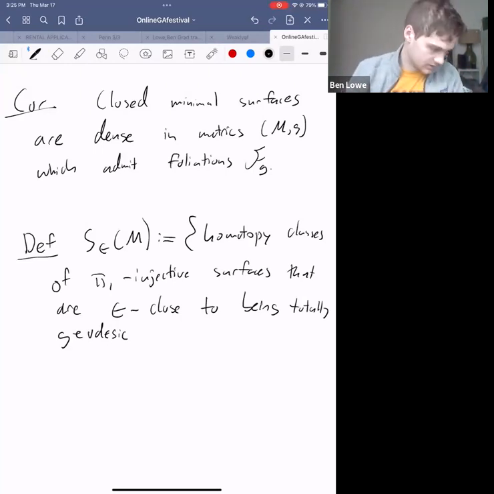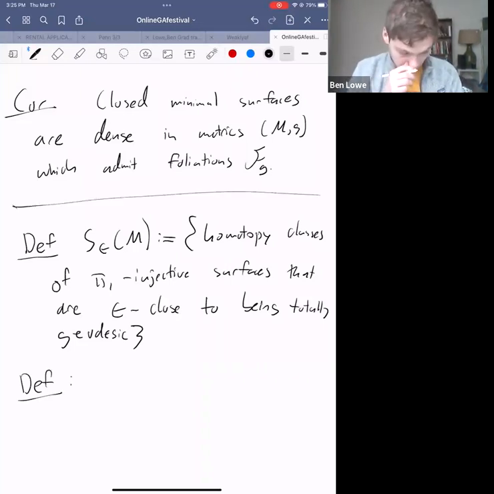That's not the definition that's in the Collier, Marques and Neves paper. There are a lot of different ways to talk about how close a surface subgroup is to being totally geodesic. But the definition that Collier, Marques and Neves make of minimal surface entropy is as follows.